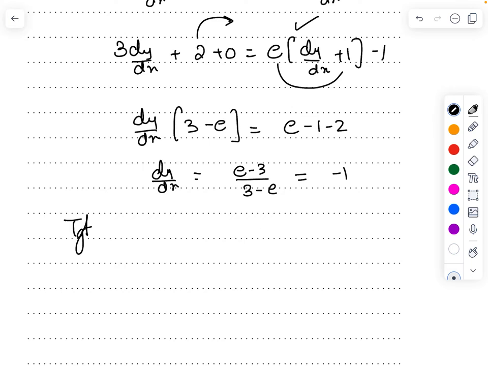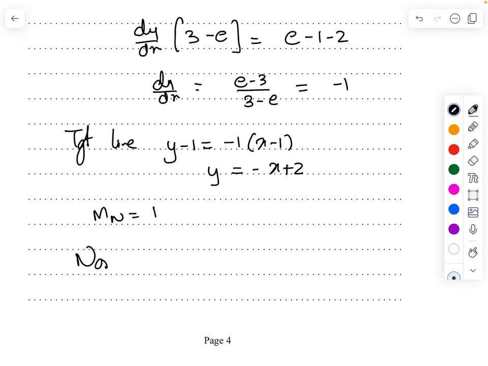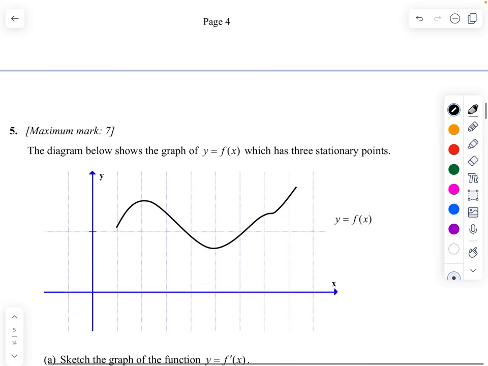So slope of the tangent is minus 1. So the tangent line will become y minus y1 equal to m times x minus x1. So y equals negative x plus 2. Now the slope of the normal will become 1. So what will be the normal line? y minus y1 equals m times x minus x1. So y equals x.